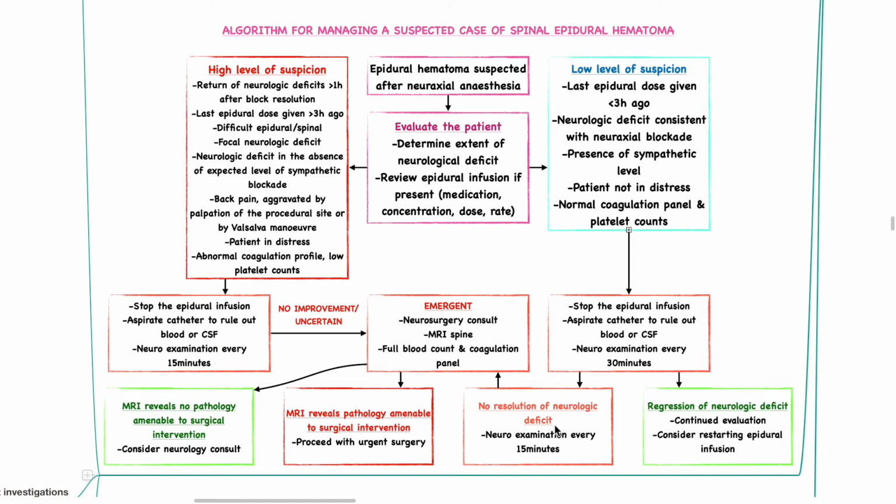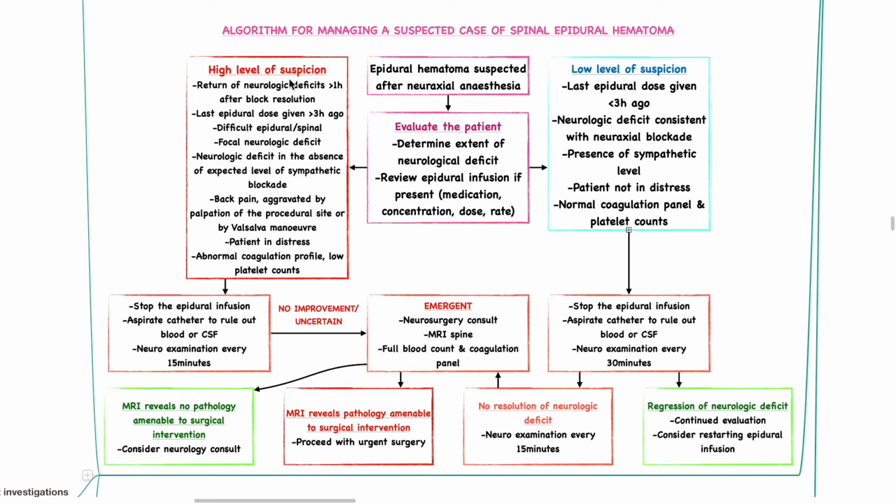If there is no resolution of neurologic deficit, do neuro examination every 15 minutes, emergency neurosurgery consult, MRI spine, FBC, and coagulation panel. If MRI spine reveals pathology amenable to surgical intervention, proceed with urgent surgery. If there is no pathology amenable to surgical intervention, consider neurology consult.